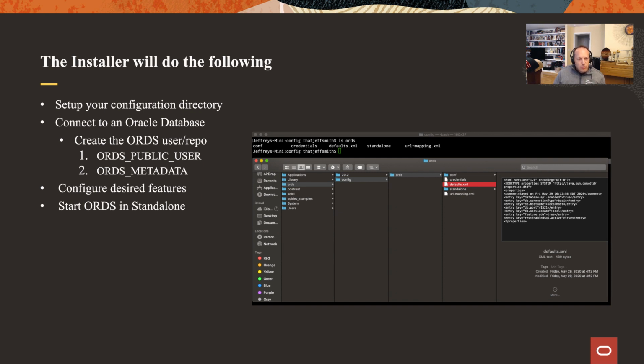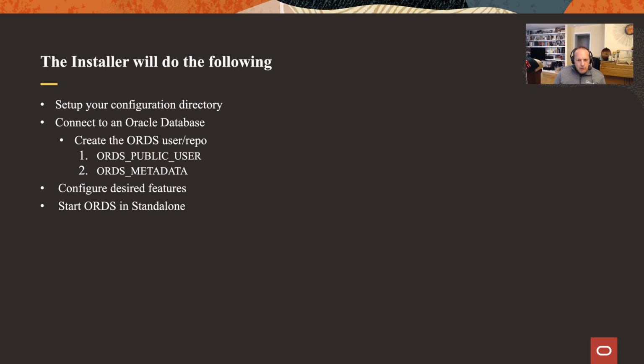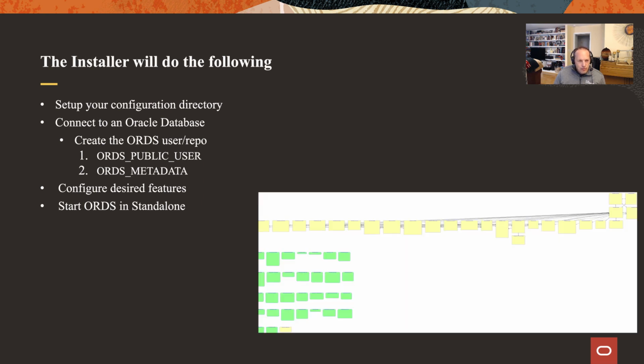The brains of ORDS itself is going to be stored in the ORDS metadata schema, which is a collection of 30 tables, about the same number of views, and a whole bunch of PL/SQL package APIs. So when you REST enable a table, that's done via a PL/SQL call. That PL/SQL at the end of the day is living in this ORDS metadata schema.